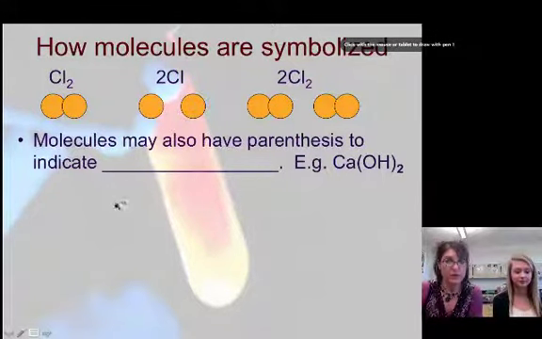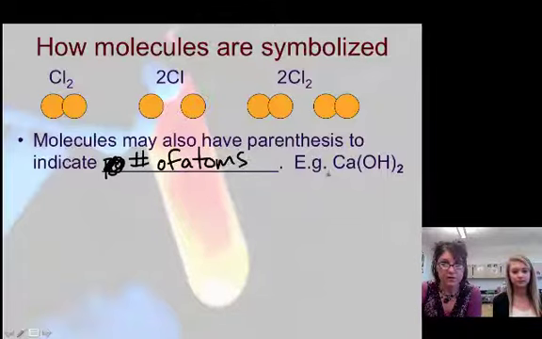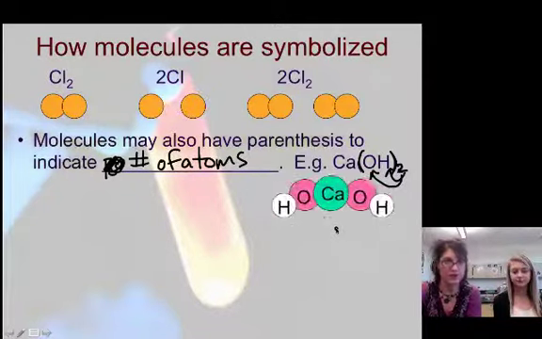Sometimes a molecule has parentheses, especially if we have polyatomic ions. And so the parentheses just tells us the number of atoms inside. So when we have parentheses times 2, then everything inside here gets multiplied by 2. So this is a skill that we worked on in Unit 5, remember? Mm-hmm. Counting atoms, that hasn't changed.